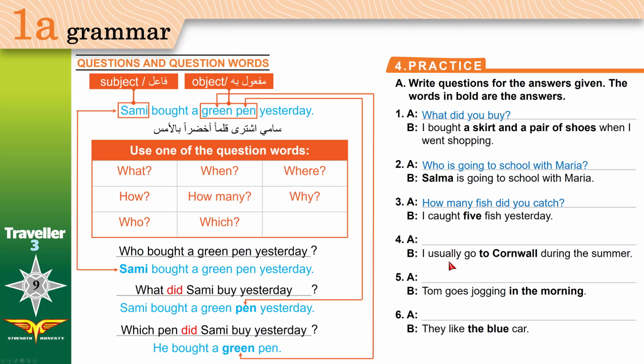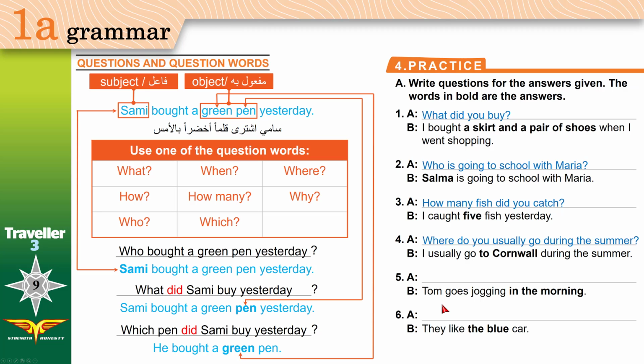4. I usually go to Cornwall during the summer. We are asking about the place, where. This is present simple. I usually. It happens like a routine. I do it regularly. Present simple. Where do you usually go during the summer?